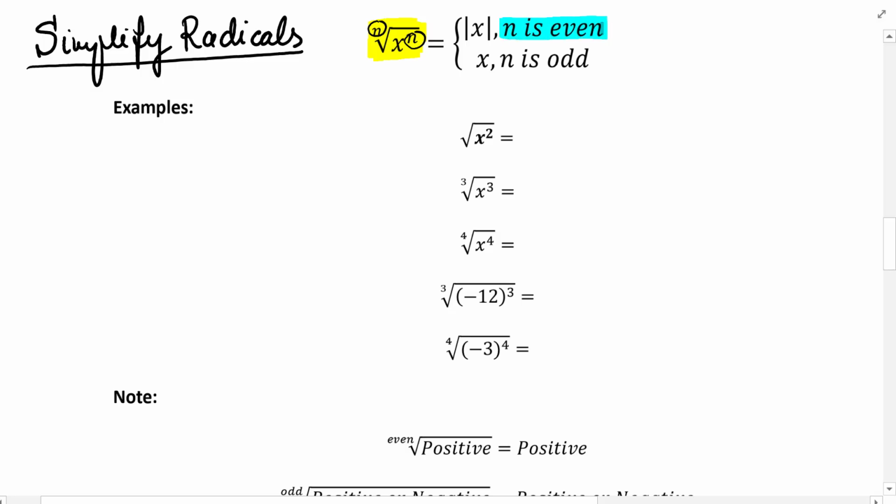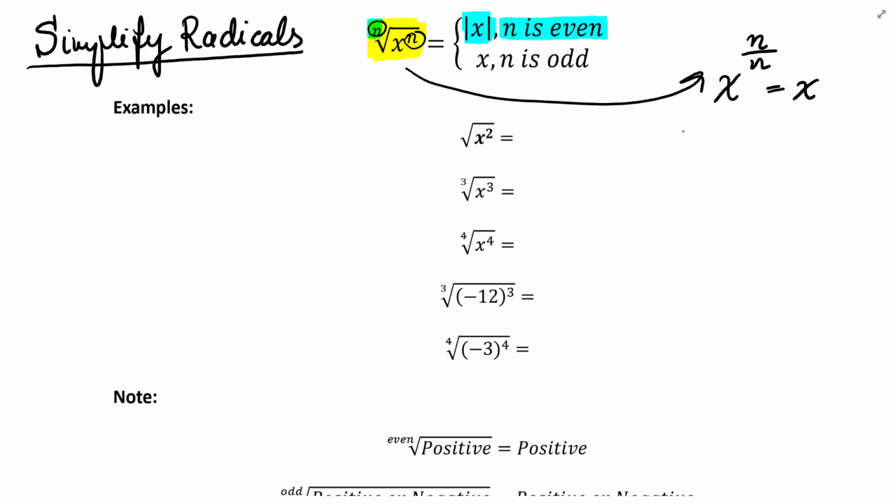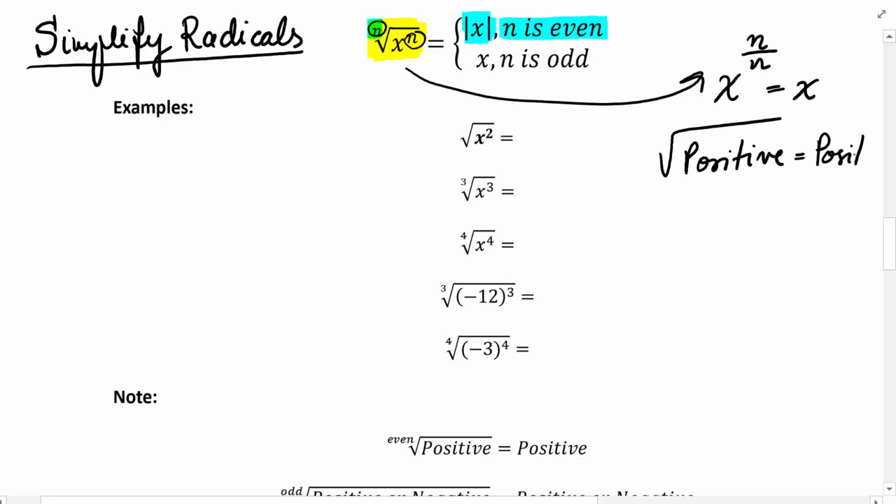If n is even, so if the index of the radical is 2, 4, 6, and so on, the answer is the absolute value of x. So basically, I want you to think of changing from a radical expression to a rational exponent expression. So it would be x to the n over n, which would make it x to the first, or x. But because a square root has to be the square root of a positive number, so under the radical we have to have a positive number, and it is going to produce a positive number, then to make sure that we get this x positive, we put the absolute value of x.